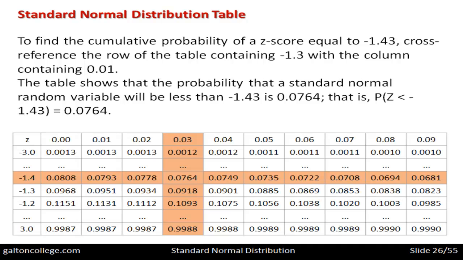It's probably easier if we look at a table. There's the table. What we're looking for here is 0.43. So we look at minus 1.4, look at 0.03 on the top, and where the two intersect we get 0.0764. So that is a probability figure. That tells us the probability that a random variable will be less than minus 1.43 is 0.0764.